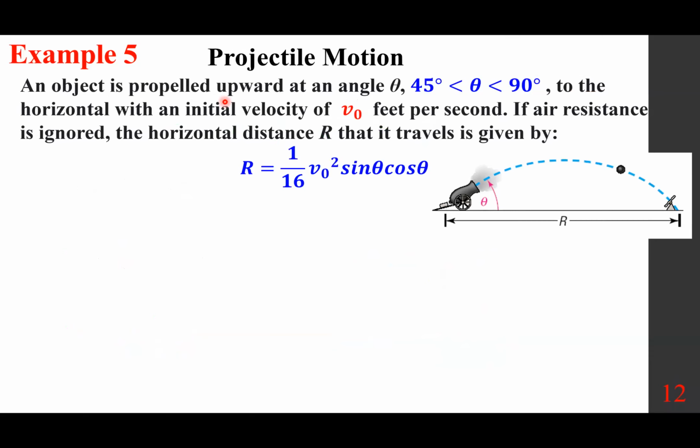An object is propelled upward at an angle of theta, where theta is between 45 and 90 degrees, to the horizontal with an initial velocity of v sub 0 feet per second. If air resistance is ignored, the horizontal distance r that it travels is given by 1/16 v0 squared sine theta cosine theta. Show r is 1/32 v0 squared sine 2 theta.